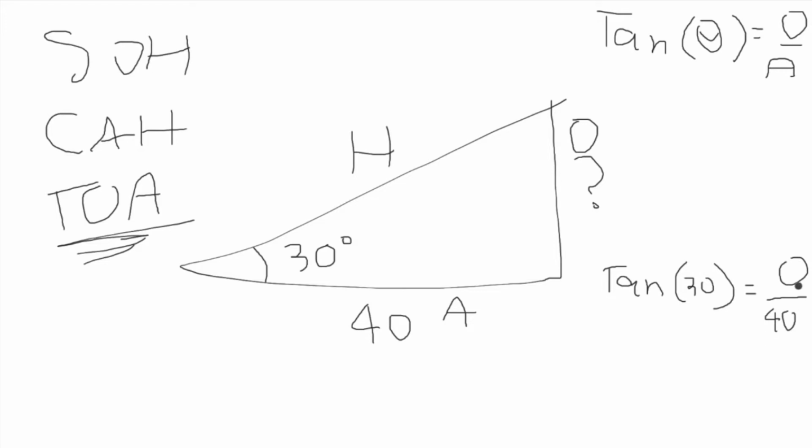So this is pretty simple, finding O. What you do is just make O equal to the tangent of 30 multiplied by 40. Then you'll be able to find this length. So that's it for here, but let's go do the code of it.